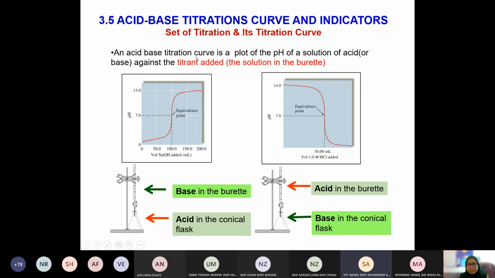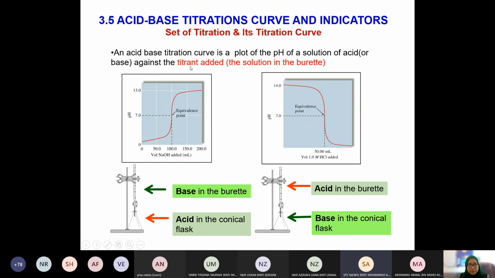So the titration curve is a plot of the pH. So this is your titration curve. This is how your titration curve looks like roughly. So we have pH versus the volume of the titrant added, which we plot little by little. Okay, the volume of titrant added. So this is your burette. So this would be your flask. Let's say we place the base in the burette. So down here we have acid.